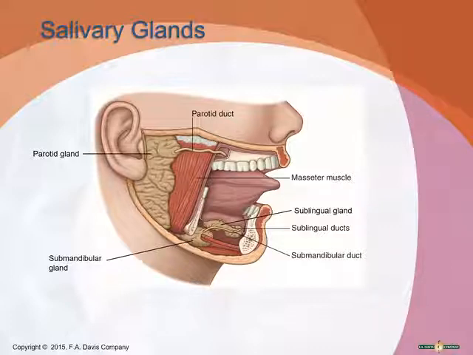I'm not going to expect you to know those 3 different kinds, but I do want you to know that enzymes contained in saliva are what begin the digestion process. So digestion really begins in your mouth. Amylase breaks down the starch, and lipase begins the digestion of fat. The primary goal is to moisten and soften the food so it can be swallowed easily.